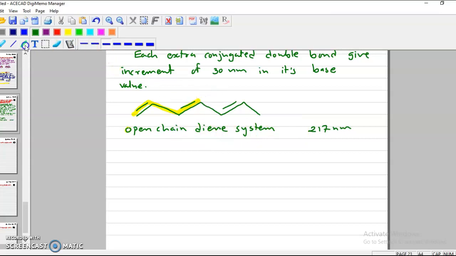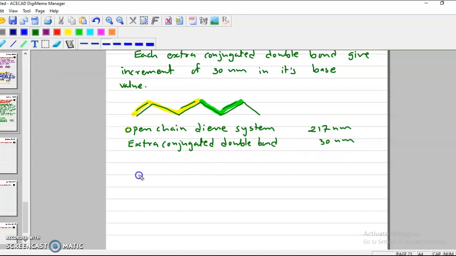But here you can see that along with this system, now there is a single bond and then a double bond. That means this pi bond is in the system, but it is an extended system. So that is an extra double bond present over here. So for one extra conjugated double bond, we will add 30 nanometer in base value for calculation of lambda maxima.